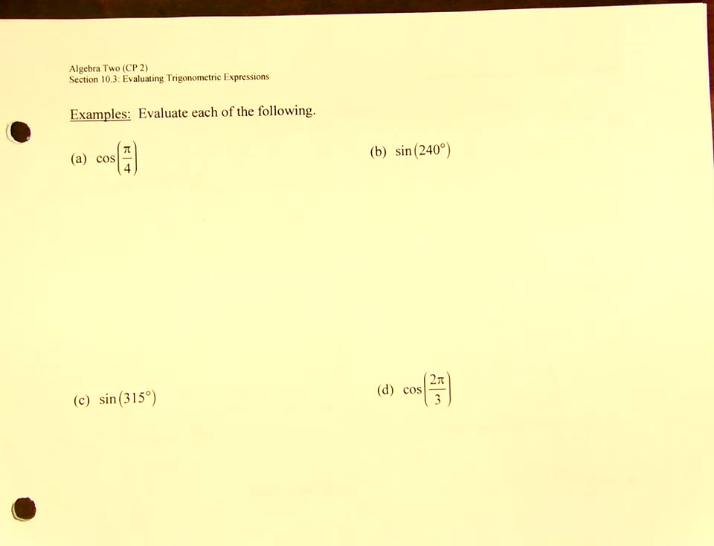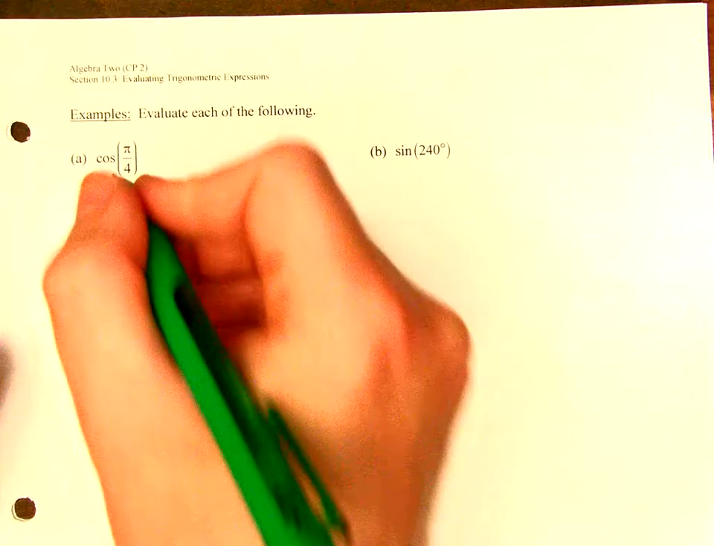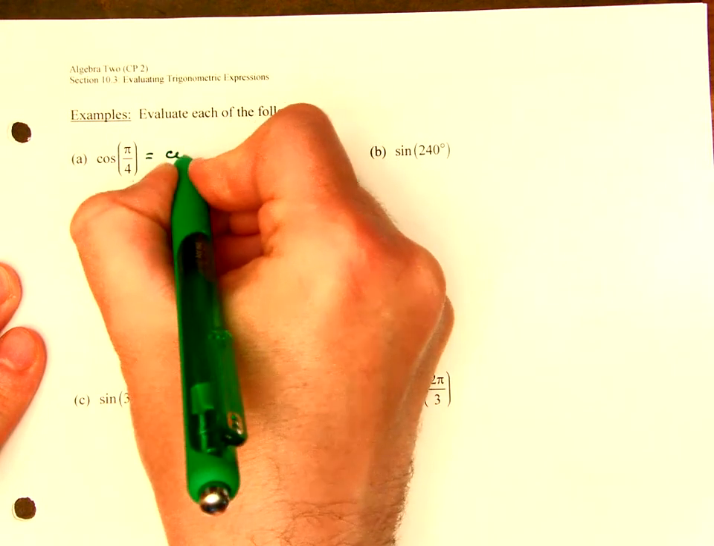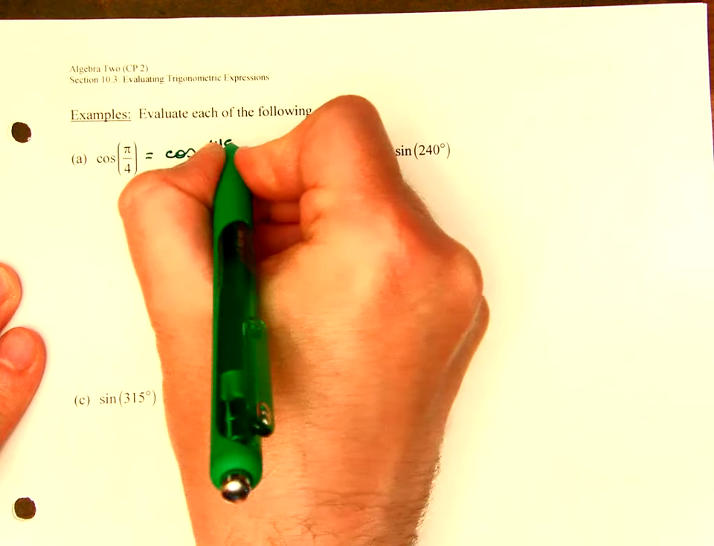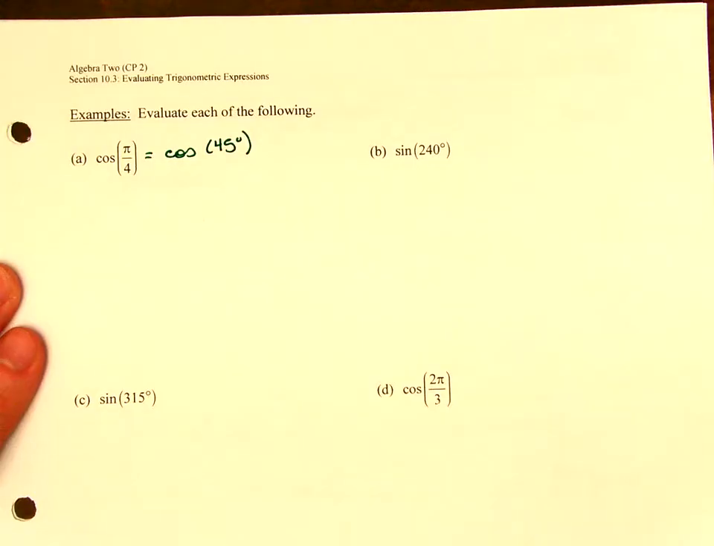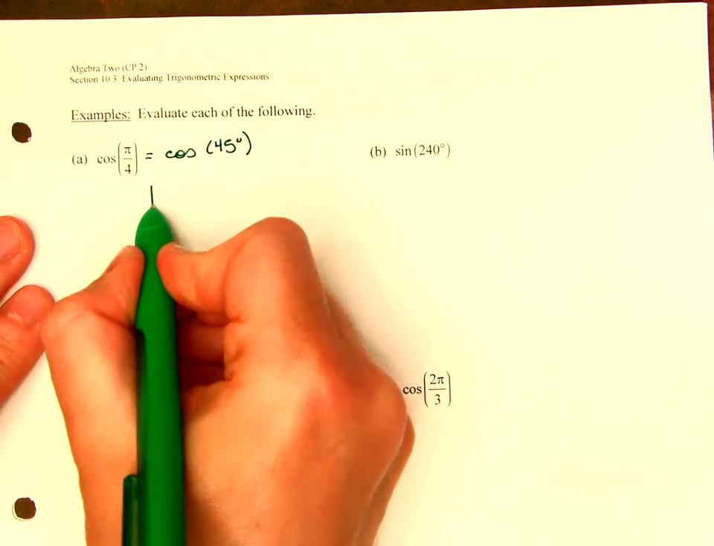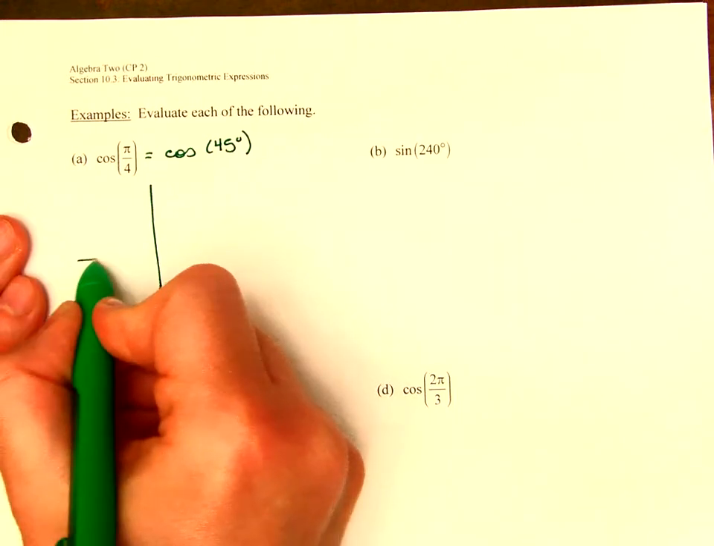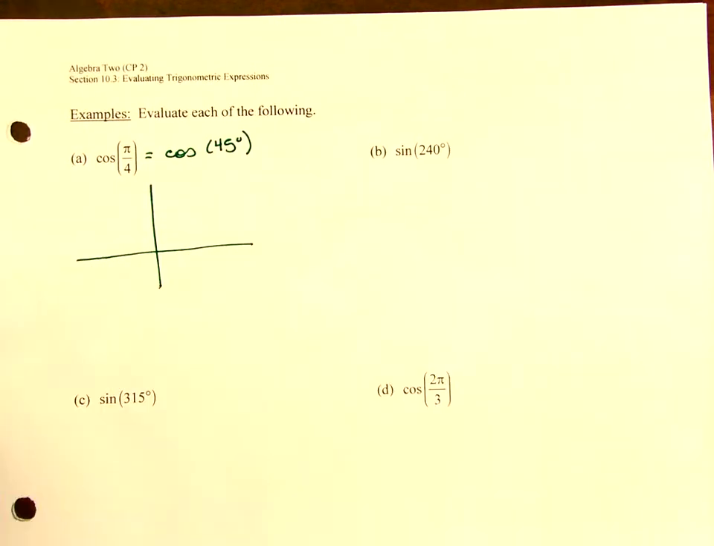Cosine of pi over 4. Well, I know that pi over 4 is the same as 45 degrees. So how about I just turn this problem into the cosine of 45 degrees? It's going to be a little bit easier for us to think about degrees when I draw these things out. Although for other things you're going to see next year in pre-calc, radians will make a lot more sense.